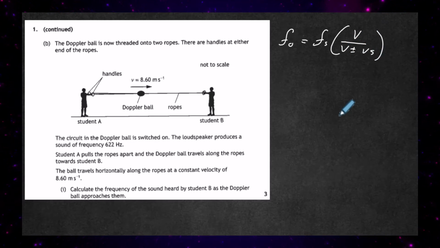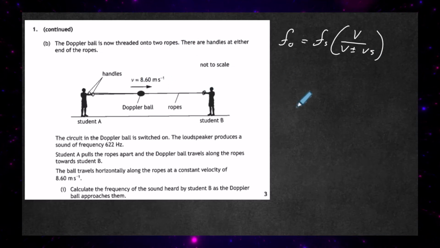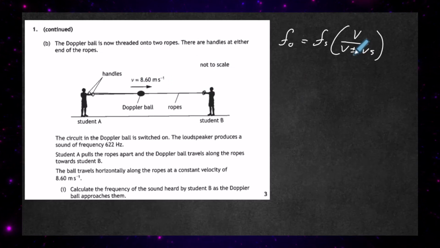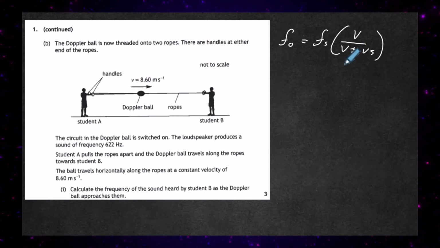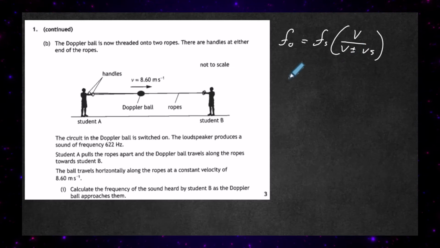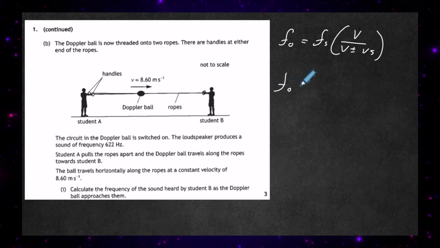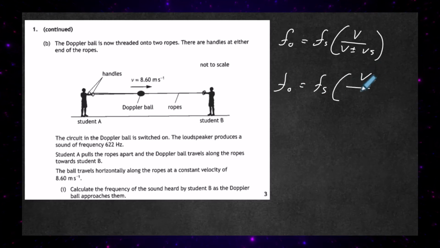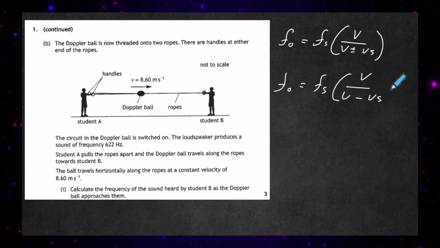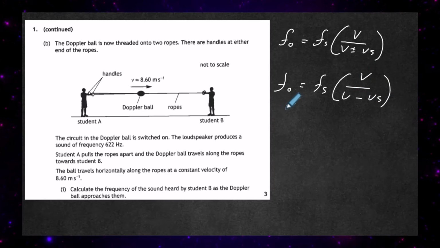Now for student B, we know that the ball is approaching him, and therefore we're going to have to use the minus sign for that. Think of the rule: if it's approaching you, things are getting closer, minus sign. So f0 is going to be equal to fs multiplied by the speed of sound over v minus vs, the speed of the source. So we just need to plug in our numbers.